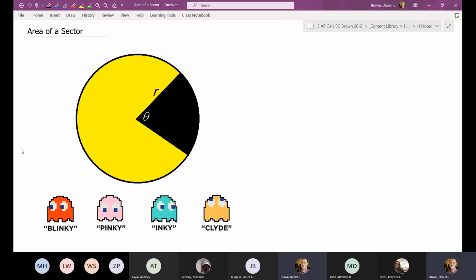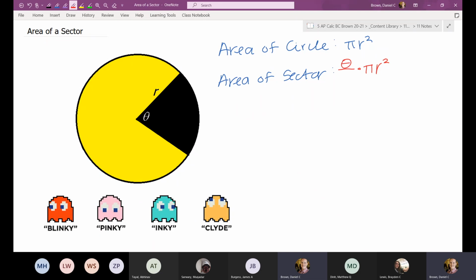So we know in general the area of a circle, I hope, is just pi r squared. Duh. We also can easily figure out the area of a sector. A sector is a part of a circle, a fraction of a circle. So we know that a circle is pi r squared, and we want a fraction of the circle. Well, that fraction will be described as some angle.